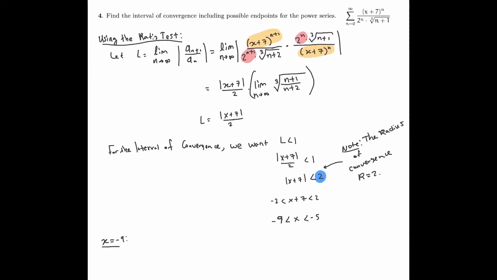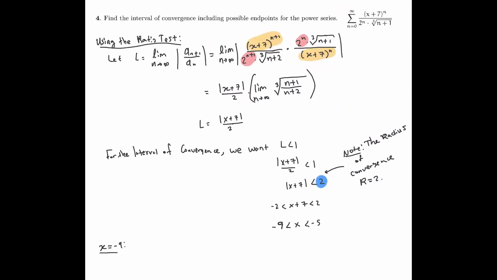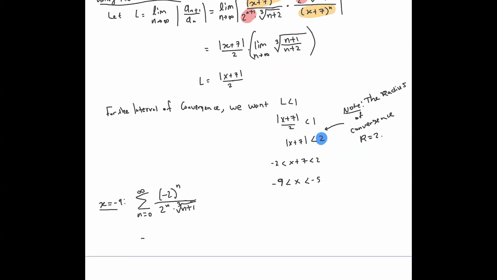We're looking at the original power series given all the way up there in the right corner. This is just going to give us the power series from n equals 0 to infinity, but we're replacing x with negative 9. So we get negative 2 to the power of n divided by 2 to the power of n times, in the denominator, the cube root of n plus 1. And this simplifies to the following. We get the sum from n equals 0 to infinity of negative 1 to the power of n divided by the cube root of n plus 1.